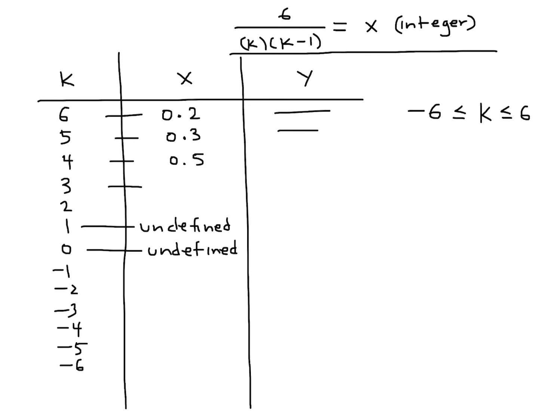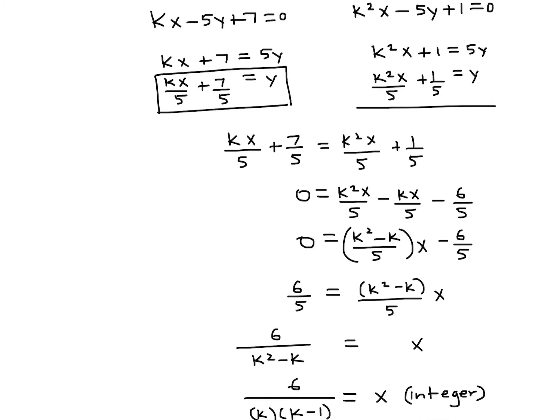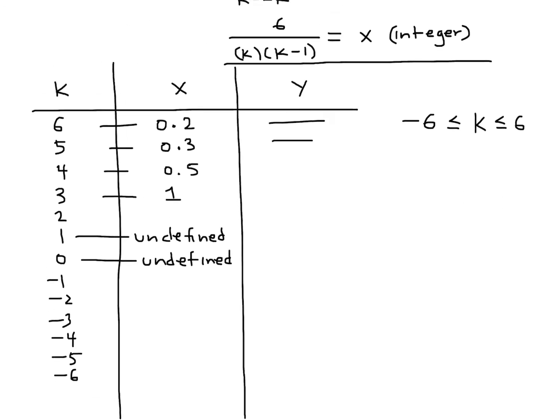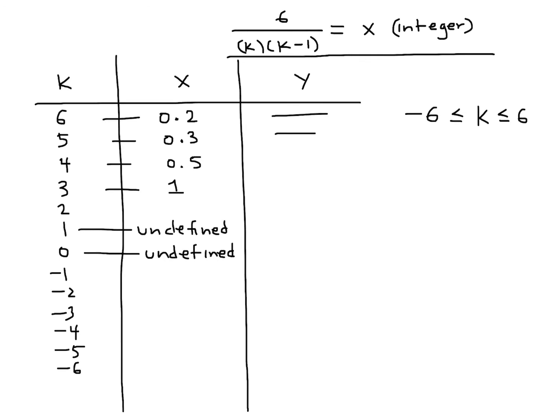When k is 3, this becomes 1. All right, great. So now we can substitute 1 and our value for k back into here and figure out the value of y. And if you do that, you'll find that y for k equal to 3 is equal to 2. So there you go. We've got one lattice point. When k is 2, x becomes 3. But y becomes 13 over 5. So unfortunately, that's no good.